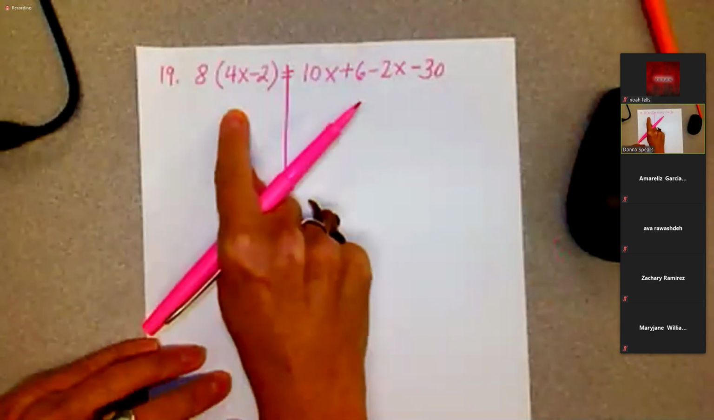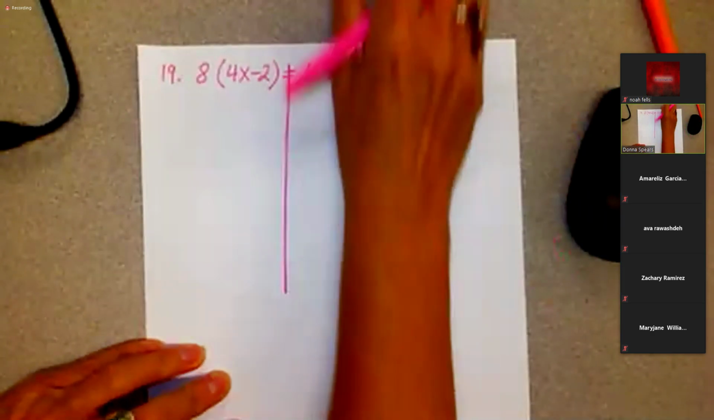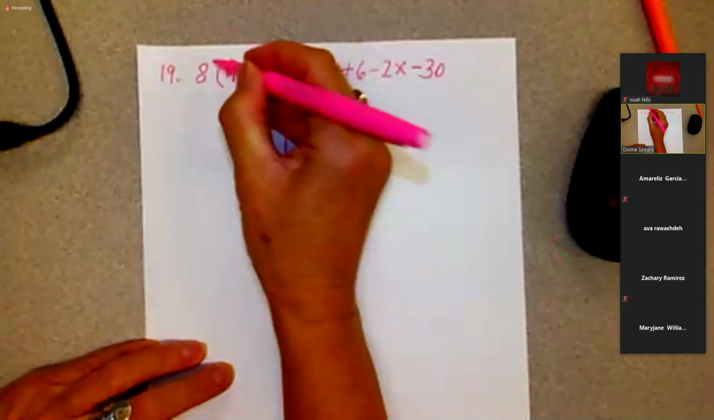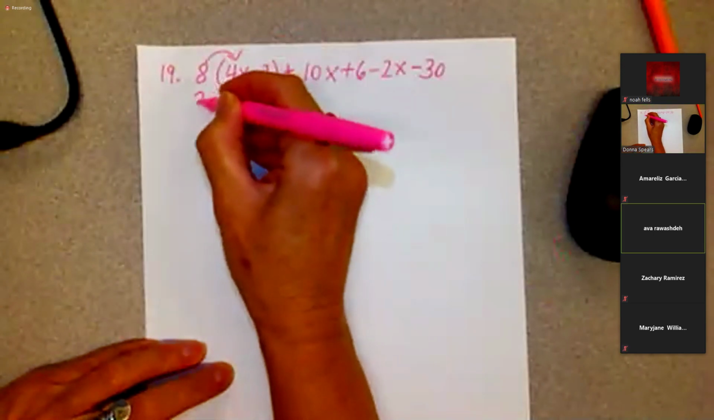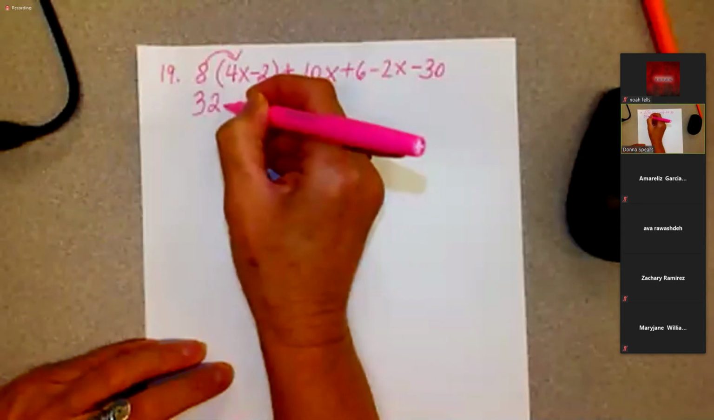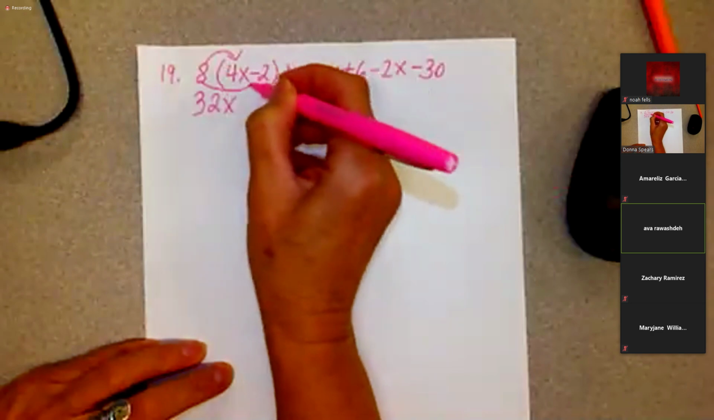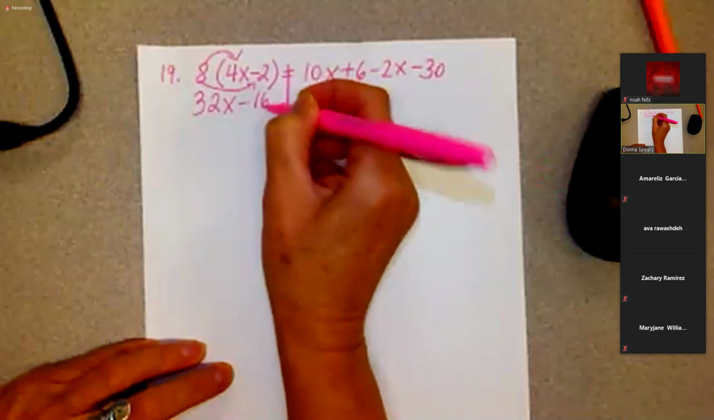All right, so what do I do on the left side? Forget about the right side right now. What do I do on the left? Can I help you with it? Yes, who is this? Ava, great. You do distributive property to the 4x and the -2. Very nice. You would do 8 times 4x, which is 32x, and then 8 times -2, which is -16. Lovely. Thank you so much.